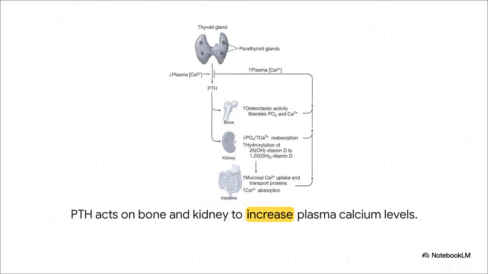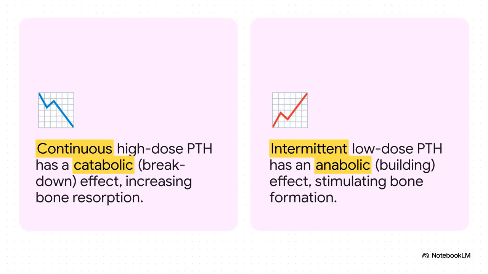Its effect on bone is a bit slower. There, it ramps up osteoclast activity to break down bone, which releases calcium and phosphate into the blood. And finally, it has an indirect effect on your gut. It tells the kidneys to activate vitamin D, and active vitamin D is what allows us to absorb more calcium from our food. The end result of all these actions? Plasma calcium goes up.